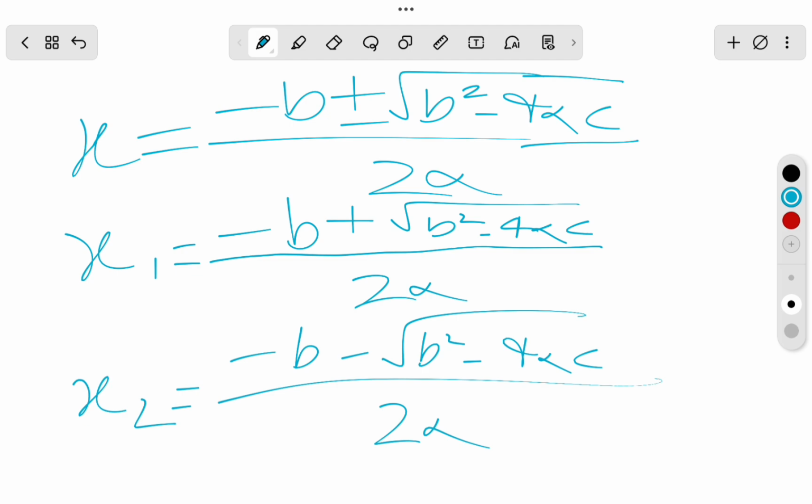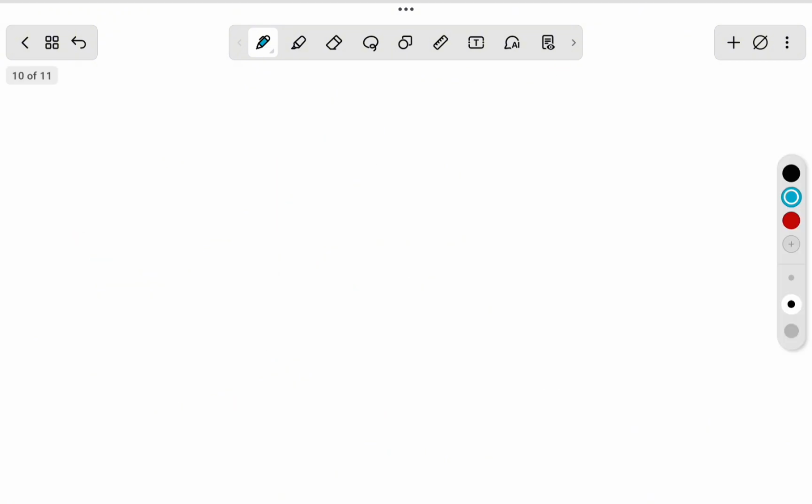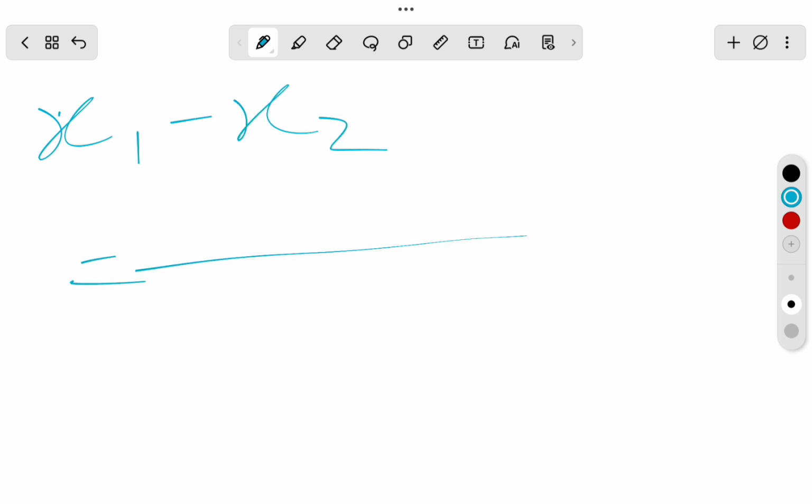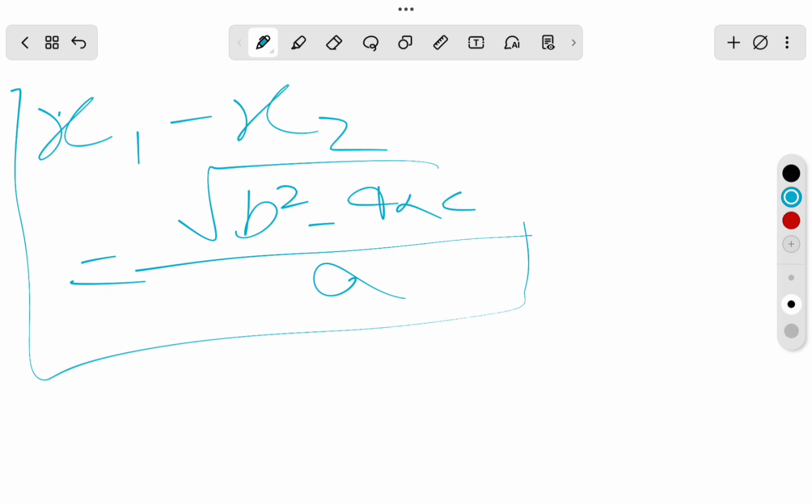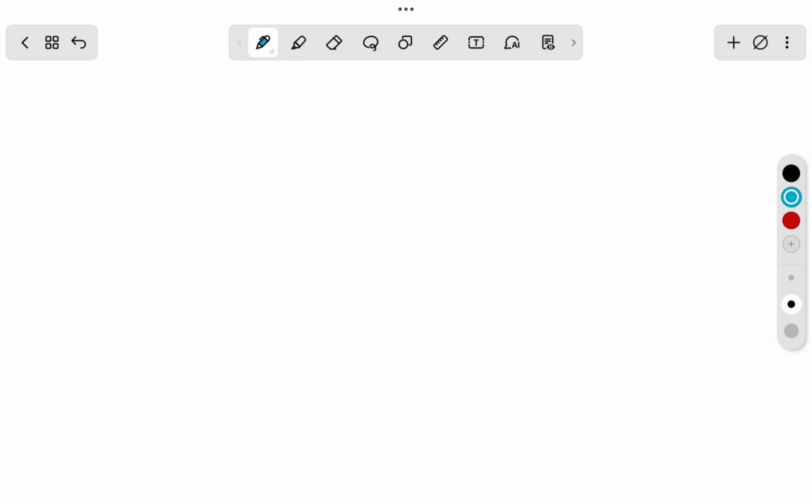There is also a property, the difference of the roots of a quadratic equation. x1 minus x2 is equal to root over b square minus 4ac divided by a. By using this formula we can find the difference between the 2 roots of the quadratic equation. Now we will solve a quadratic equation. So let's take an equation.